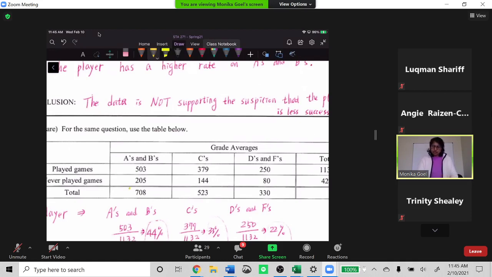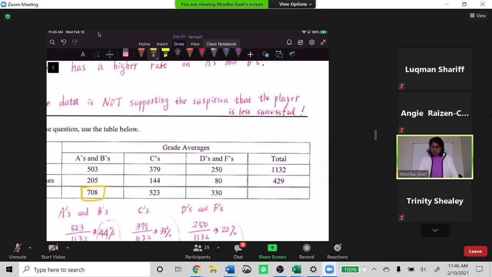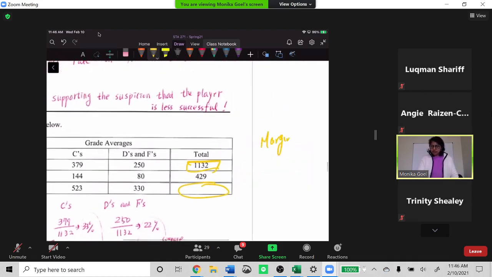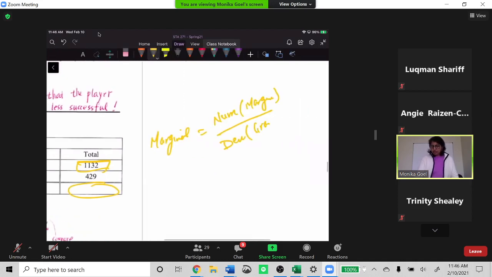So in conditional distribution, the denominator comes from the margin, either this or this or this. But in marginal distribution, both the numerator and denominator come from the margin. So in marginal distribution, the numerator comes from the margin and the denominator also comes from that. Or you can say the denominator is the grand total, or the sum of rows and sum of columns, that also comes from the margin.